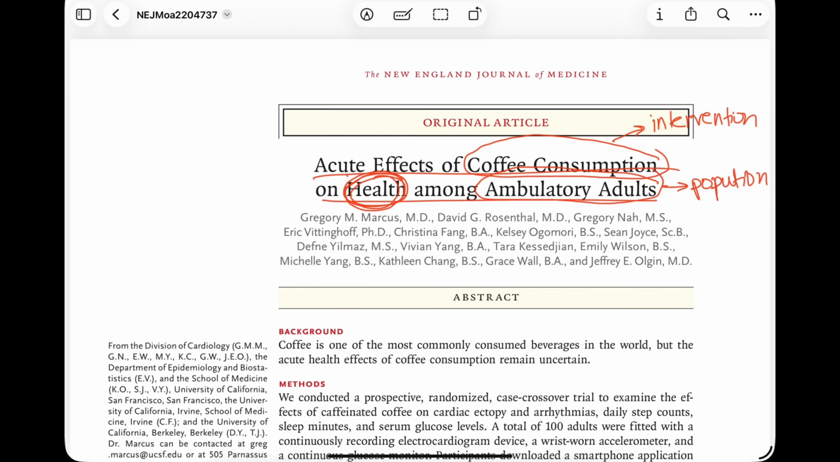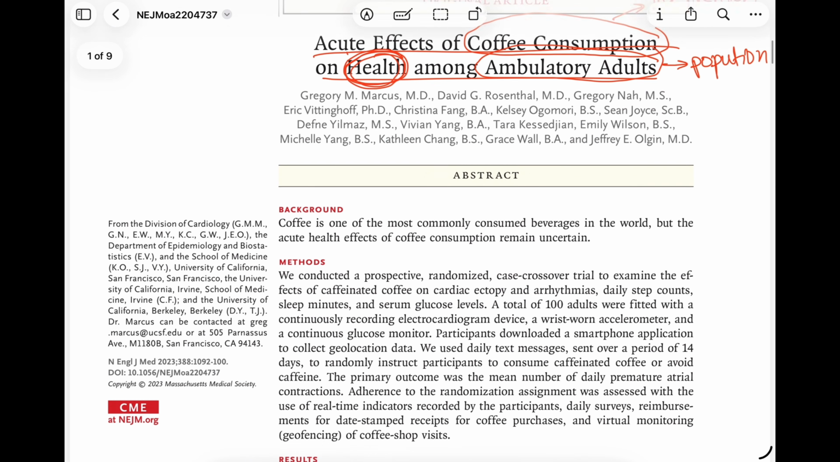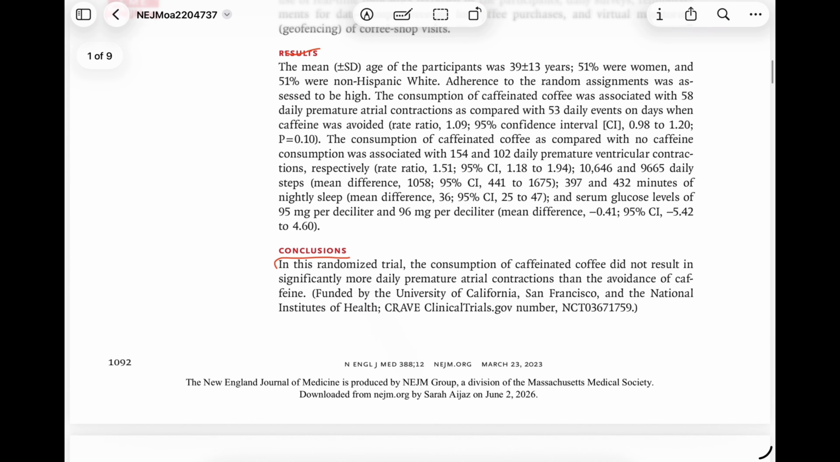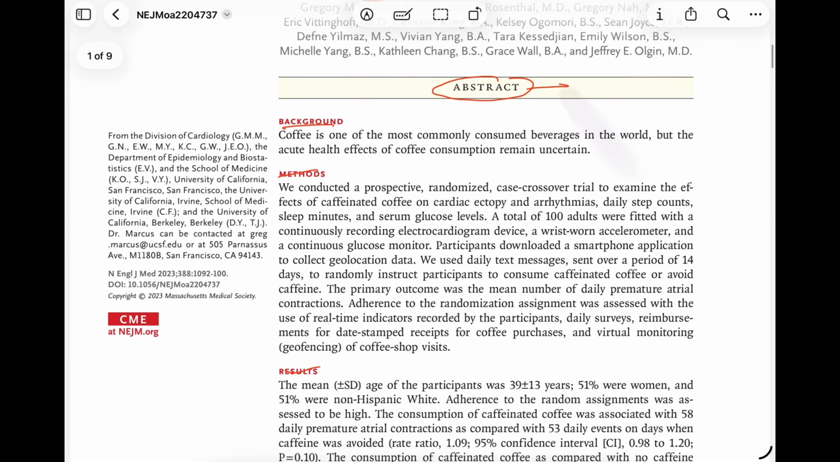So let's look at this paper again, and if you look at it, this is the abstract, and we do have headings under the abstract. See? So what type of abstract would that make it? That is a structured abstract, right? So this is a structured abstract.